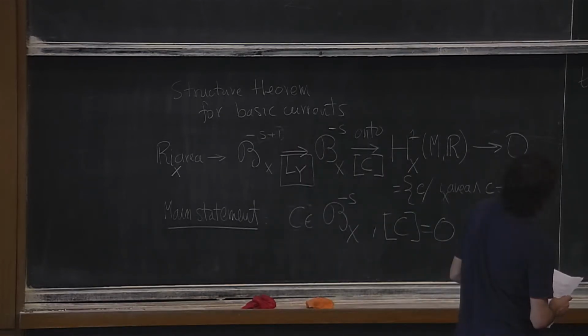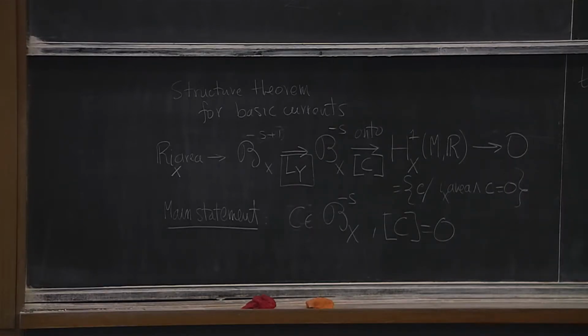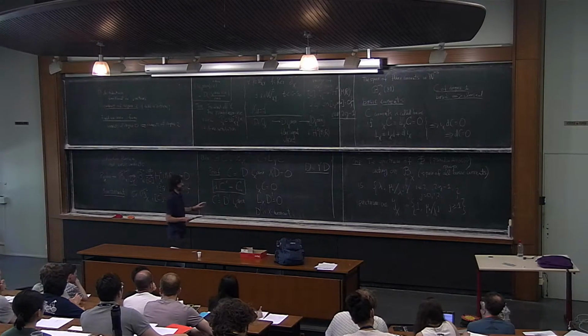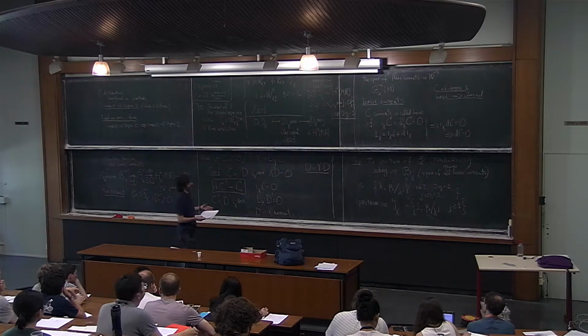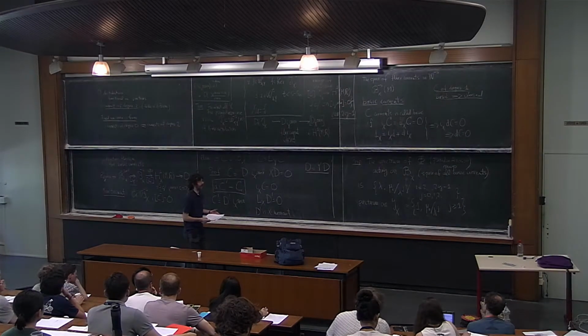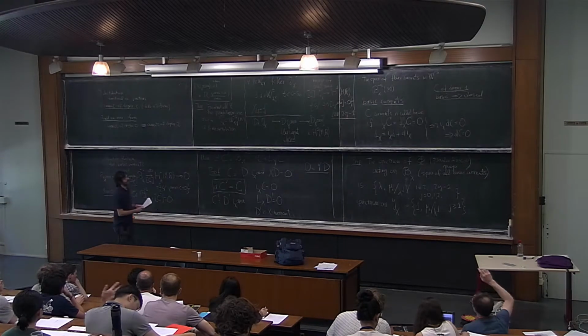Okay, so at this point, remember that we know more or less what we want to know about the action of pseudo-Anosov on these basic currents. But recall that in order to get Ruelle resonances, we have to deal with iterated coboundaries. So the question is, how can we study iterated coboundaries?